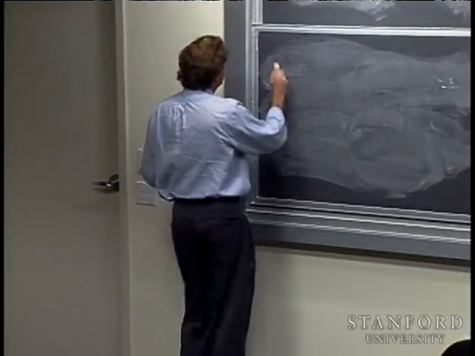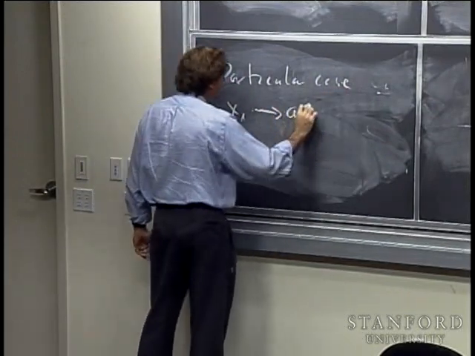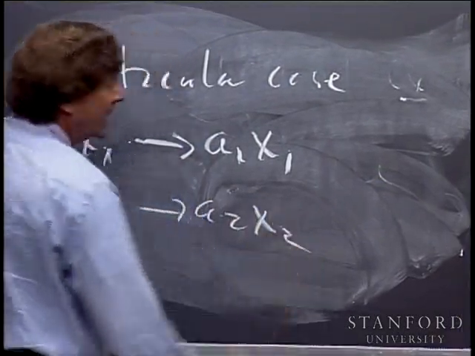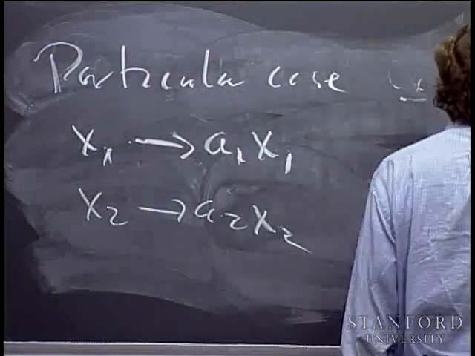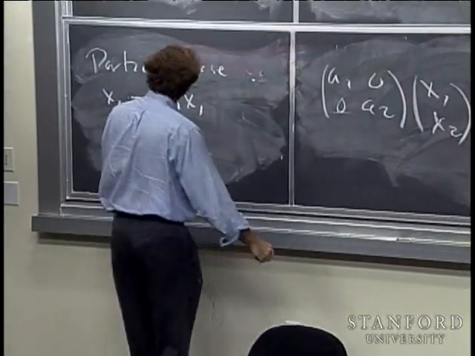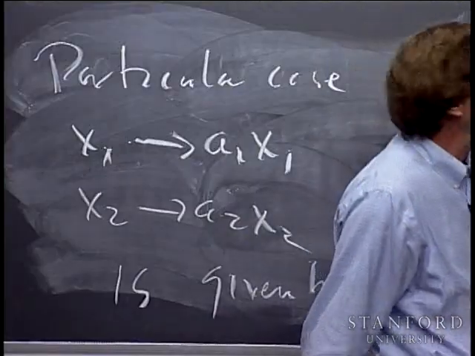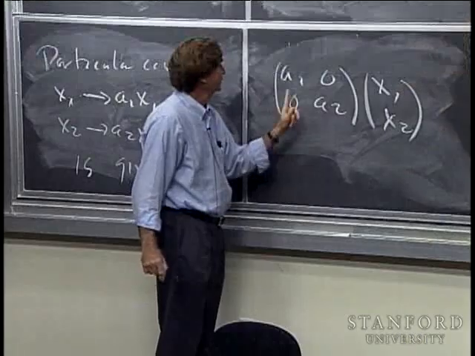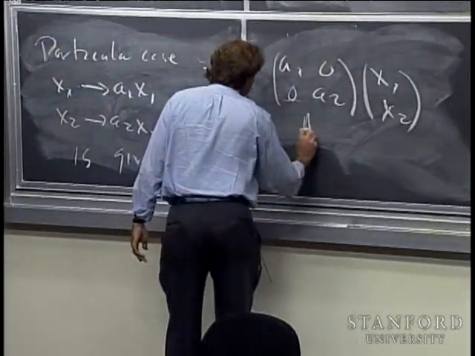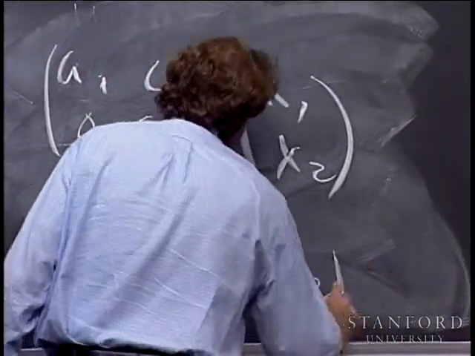Now there are particular cases. That is, the scaling where x1 scales to a1 x1 and x2 scales to a2 x2 can be written as this matrix times (x1, x2). This scaling is given by this matrix times (x1, x2): a1 times x1, 0, plus 0, 0 times x1, plus a2 times x2. So this is A. Then the absolute value of the determinant of A is the absolute value of a1 times the absolute value of a2.